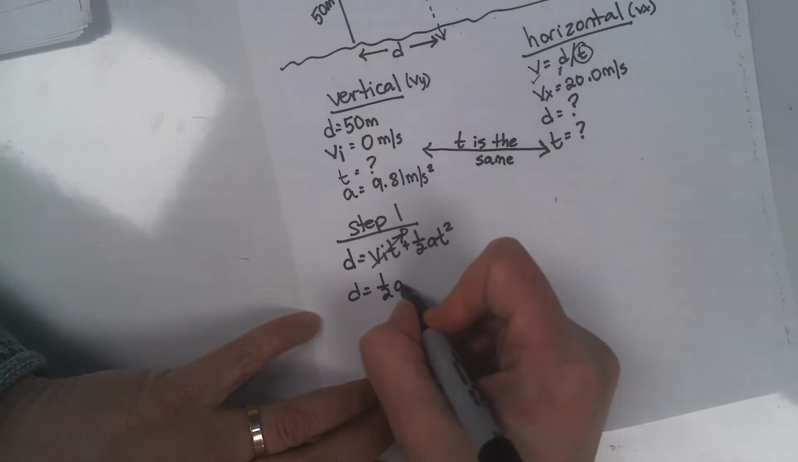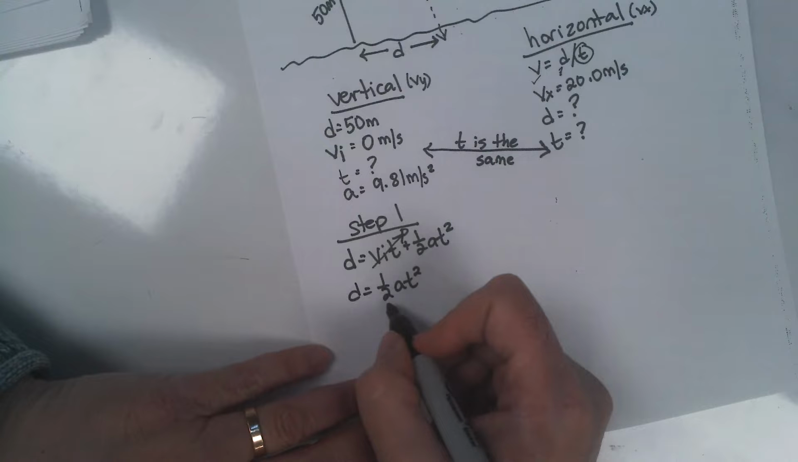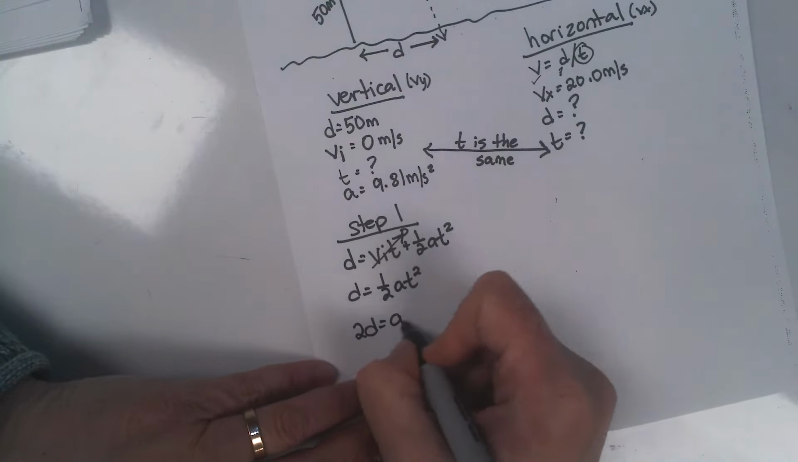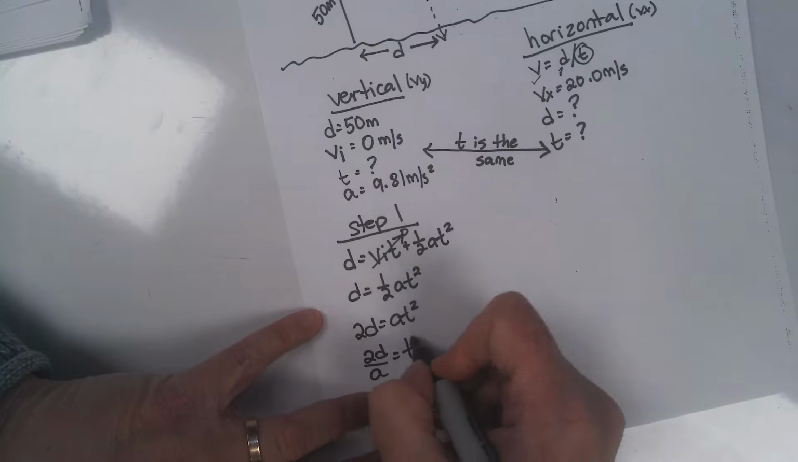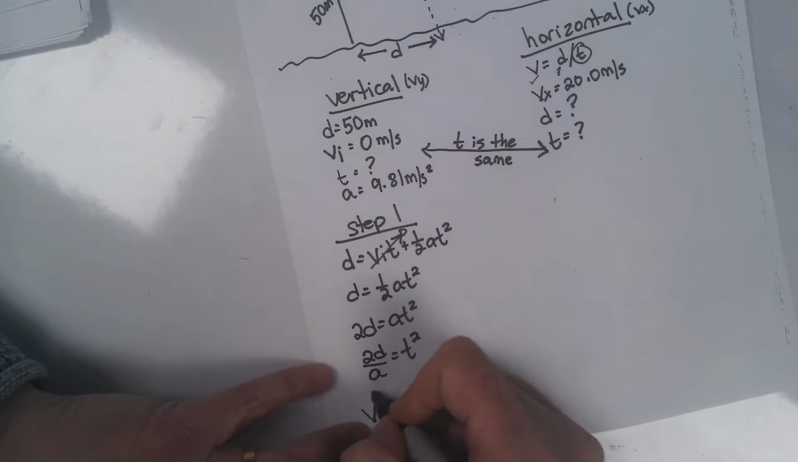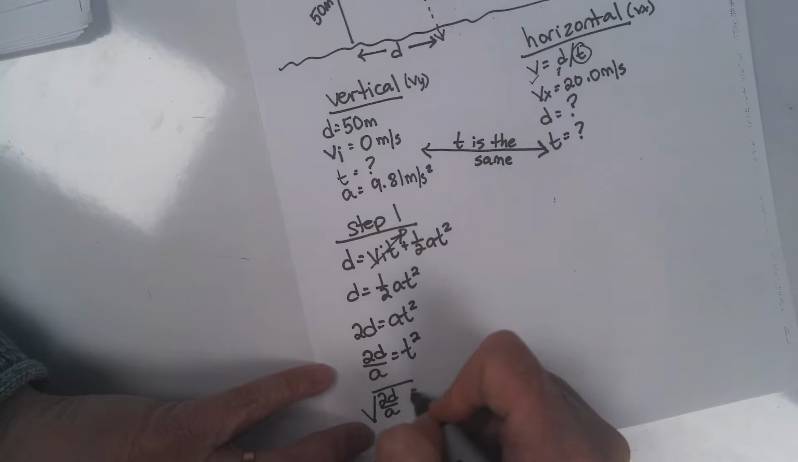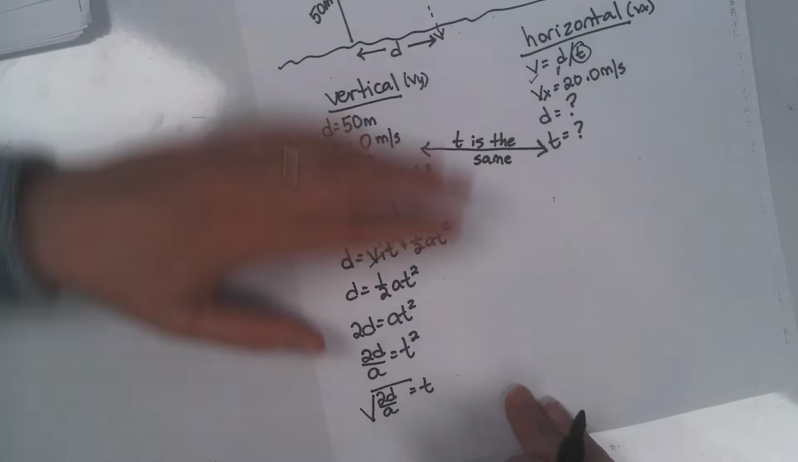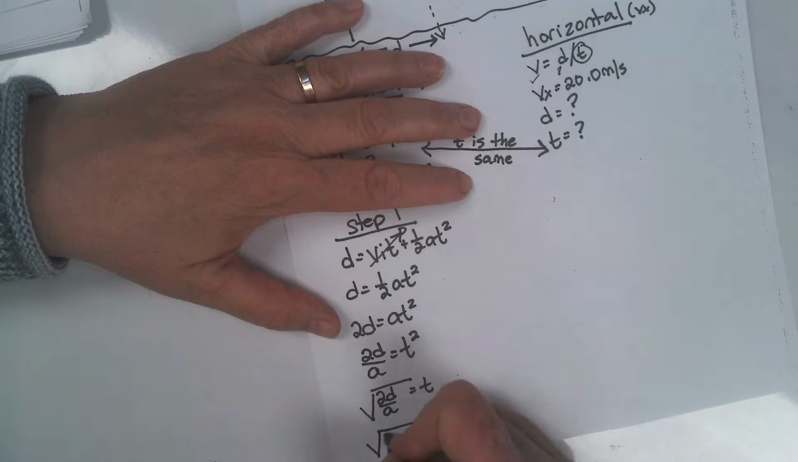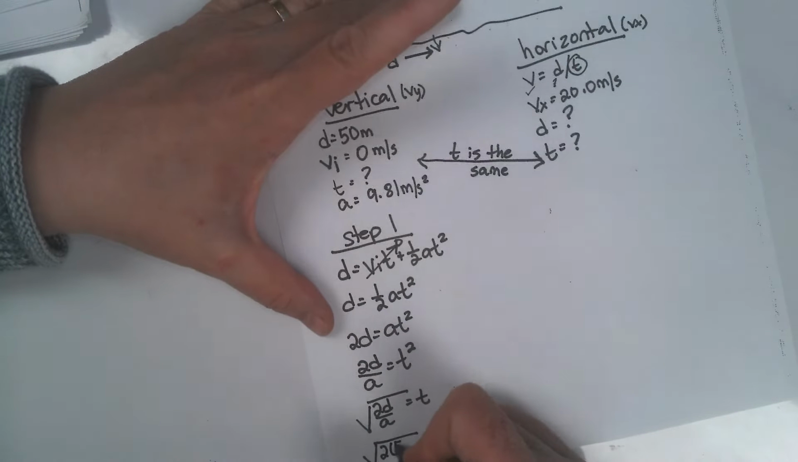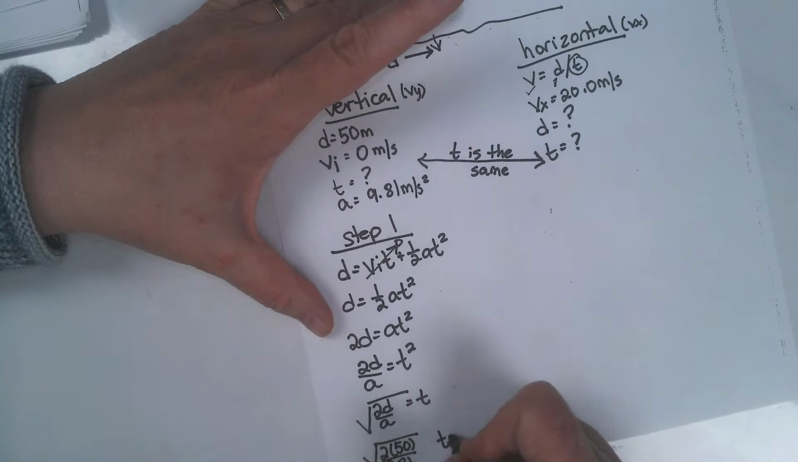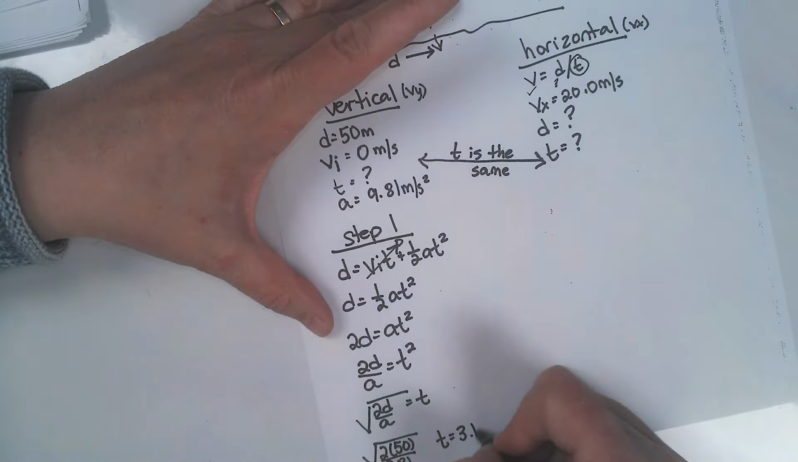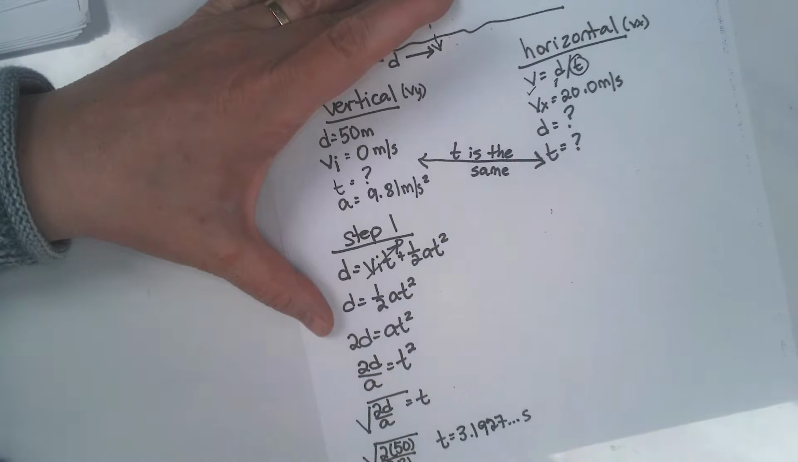D is equal to 1/2 AT squared. So I'm going to move the 2 out of the denominator. I'm going to move A. And then I'm going to remove the square. And I'm going to solve for time. So 2 times 50 meters divided by 9.81 is going to give me 3.1927 and a whole bunch of other numbers seconds.